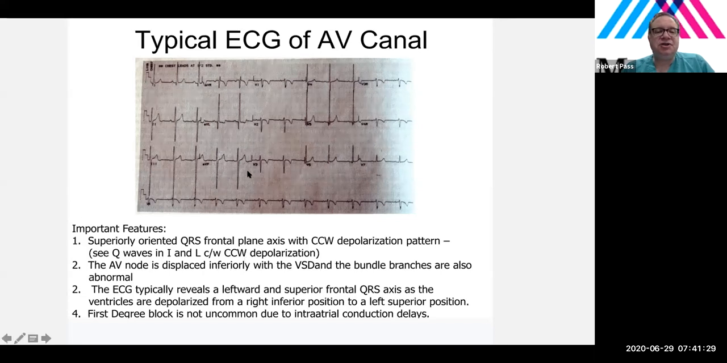Okay, that's unusual because usually VSDs are on the top portion of the defect, but in canal defects, they're on the bottom. And again, the ECG reflects a leftward and superior QRS axis as the ventricles are depolarized from a right inferior position to a left superior position. Okay, and first degree AV block is common due to intra-atrial conduction delays that are seen in AV canal patients. So this is just something, unfortunately, you're going to need to remember.